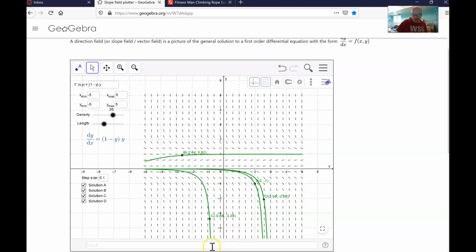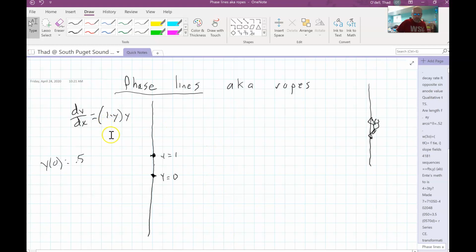We can also tell that by going back to the equation and looking at it. If I plug in a number between 0 and 1, no matter what it is, the result will be positive, because anything less than 1 and bigger than 0 gives a positive times a positive. So anything between 0 and 1 is going to produce a positive derivative, which tells the climber that he should go up. So if my initial condition is y equals something between 0 and 1, then as time goes forward, he's going to go up.